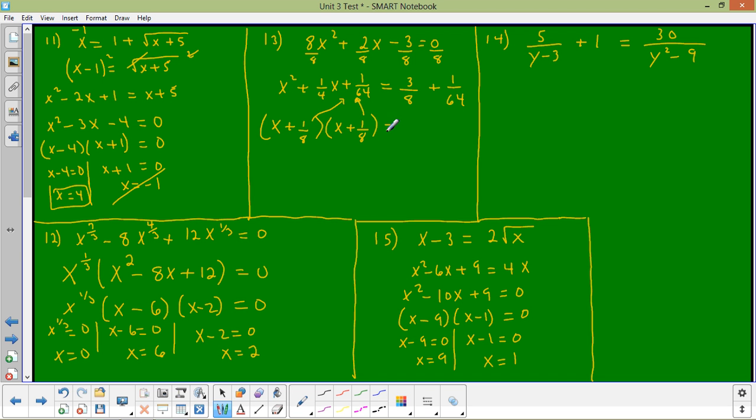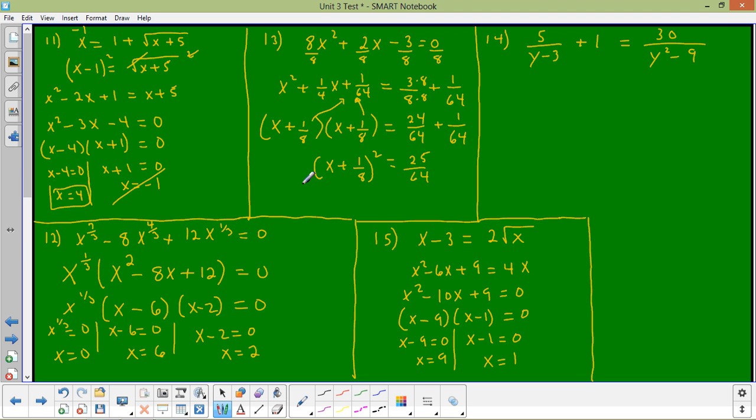Now, in order to actually add these things, they have to be a common denominator. You can't just add them like they are. They have to be the same denominator to add fractions. So this is going to be 24/64ths, by multiplying top and bottom by 8 to get the common denominator, plus 1/64th. You've got 25/64ths. And then here, of course, we have what we're going for. We have a square. We have x plus 1/8 squared.